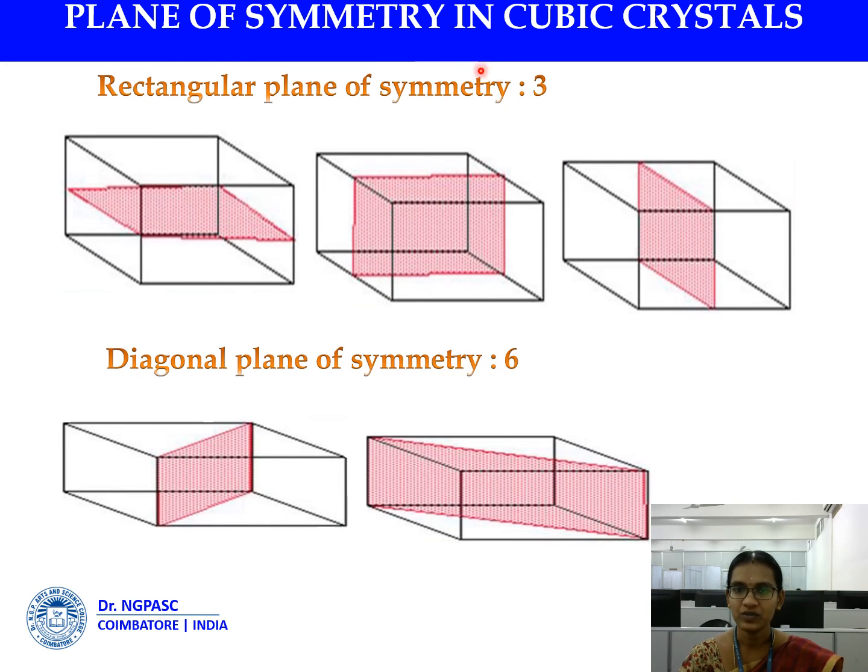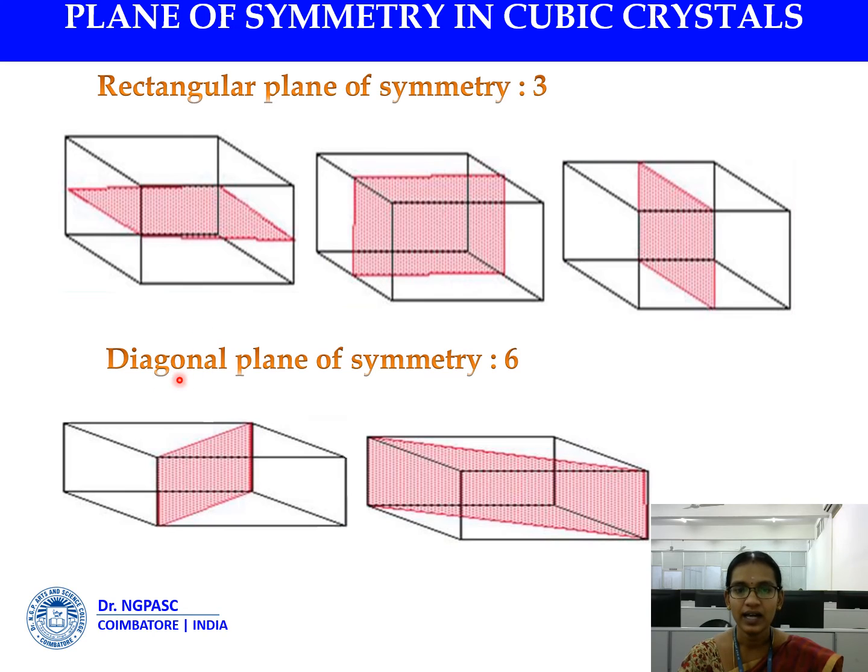The rectangular plane of symmetry is 3. That is, we can cut a cube in 3 rectangular ways. First, we cut this cubic crystal in this way into two halves, and we get a mirror image. Then, cutting it like this, we get two similar halves, which is a mirror image. Then we can cut it this way and get a mirror image of the cubic crystal. Therefore, the rectangular plane of symmetry is 3.